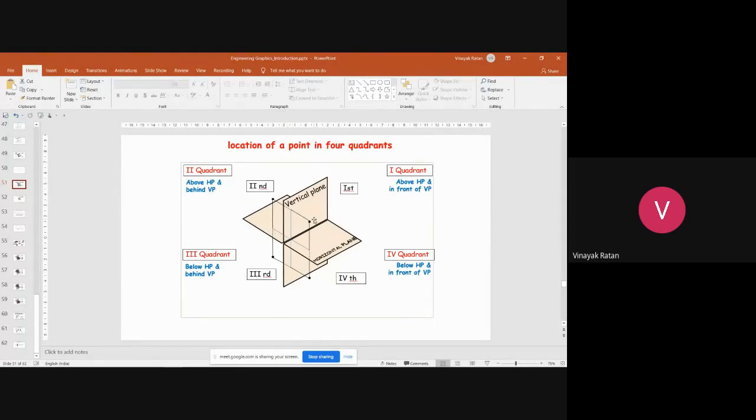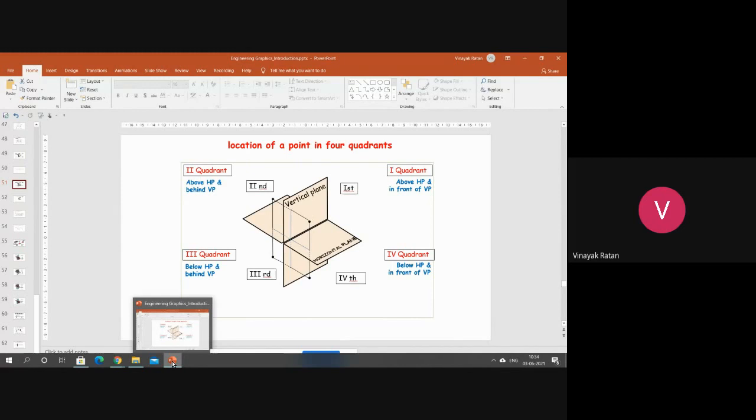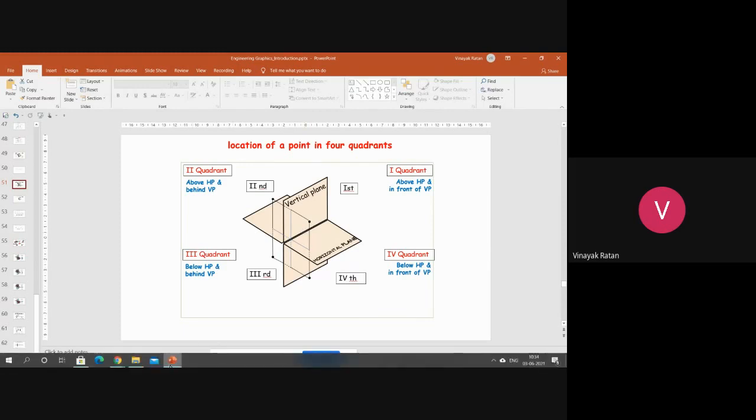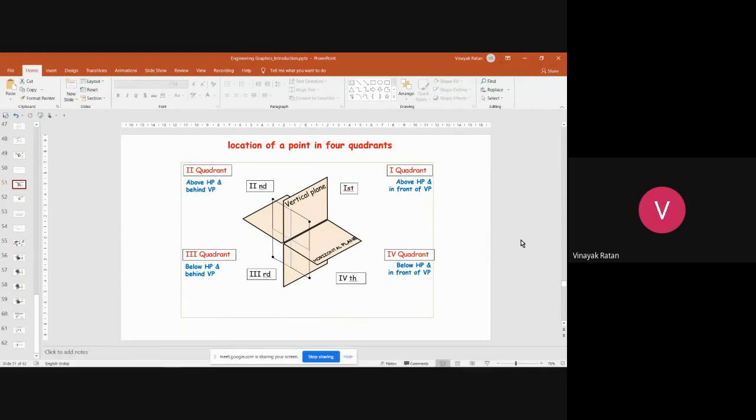In this case, a point is in front of VP and above HP, or behind VP or below HP. Now there is one more case wherein a point will be on one of the planes, either on the vertical plane or the horizontal plane. In such cases, a point will lie in two quadrants simultaneously. How is that? Let me explain it using the same figure.